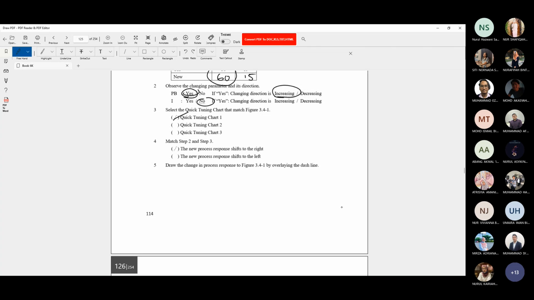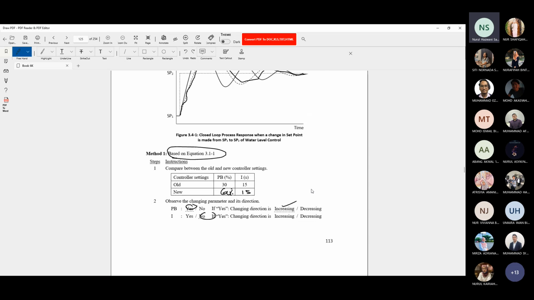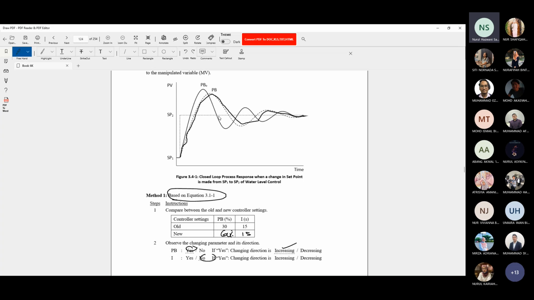Okay. So you can take the new process response, shift to the right. So you can draw. You draw balik lah dekat atas ni. Basically dekat dash line ni dia takkan diberi dalam soalan. You yang kena lukis, based on the concept yang you belajar daripada chart tadi, chart 1, chart 2 and chart 3. And also from the equation pun you boleh tahu. Boleh faham ke?